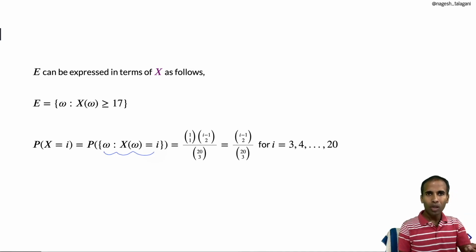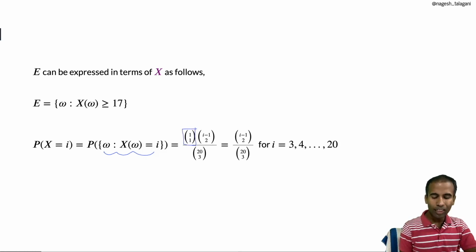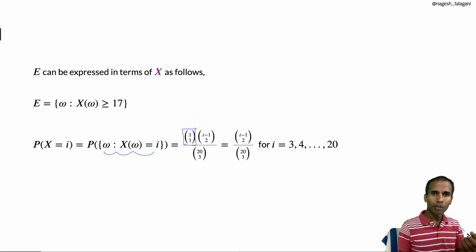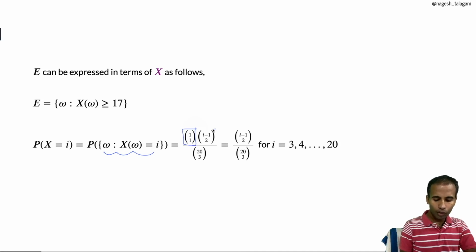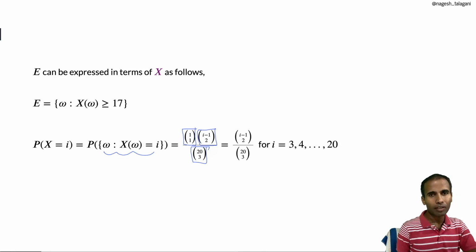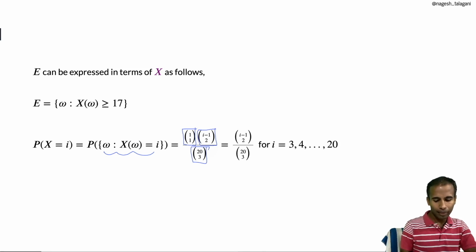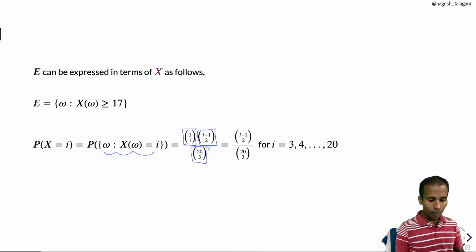So if you want the maximum of the selection to be i, we need to select that i in 1 choose 1 ways, and the remaining two numbers must come from 1 to i minus 1. That can be done in i minus 1 choose 2 ways. And the sample space size is 20 choose 3. Here we can assume outcomes are equally likely as we are picking at random. So the probability of X equal to i is going to be i minus 1 choose 2 by 20 choose 3, for i equal to 3, 4, and so on up to 20.